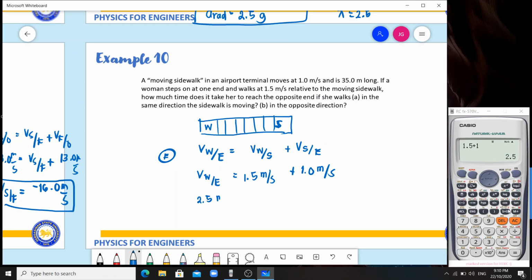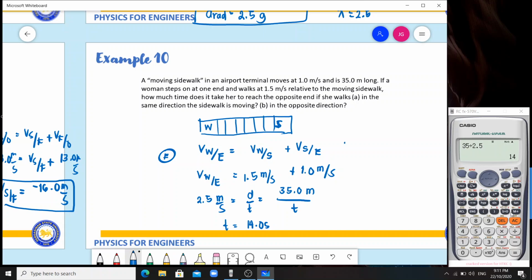Meron na tayong velocity. And that is equivalent sa distance over time. Ang distance natin is 35 meters long na walk over time. So, ang time natin would be 35 divided by 2.5. So, 14 seconds siyang maglalakad papunta sa same direction nung moving sidewalk. After 14 seconds, nandun na siya sa kabilang dulo. Paano naman daw kapag opposite direction?